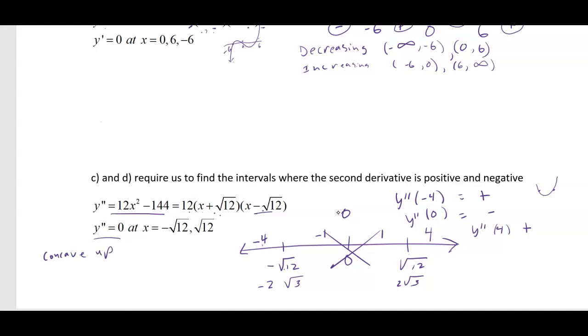wherever the second derivative is positive, and that's from negative infinity to negative root 12 right here. I found the second derivative was positive here, negative here, and positive there. And from positive root 12 to infinity. And then concave down was in the middle of that, negative root 12 to root 12. And these intervals will never overlap because you can't be both concave up and concave down in a function at the same time. So that's C and D.